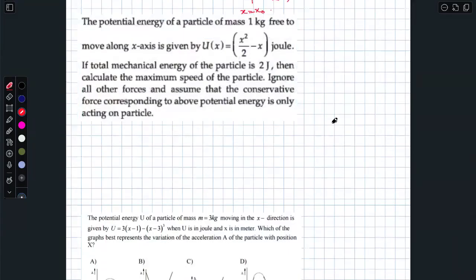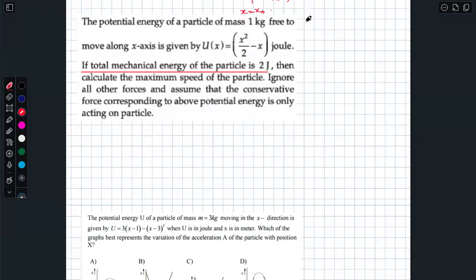The potential energy of a particle of mass 1 kg free to move along the x-axis is given by x square by 2 minus x joule. Total mechanical energy of the particle is 2 joules. Keep this aside. Maximum speed of the particle: when will the speed of the particle be maximum? When potential energy is minimum, or at the stable equilibrium point.